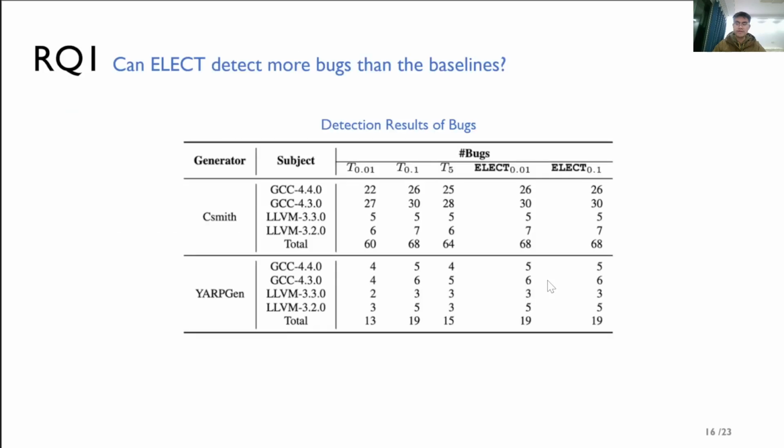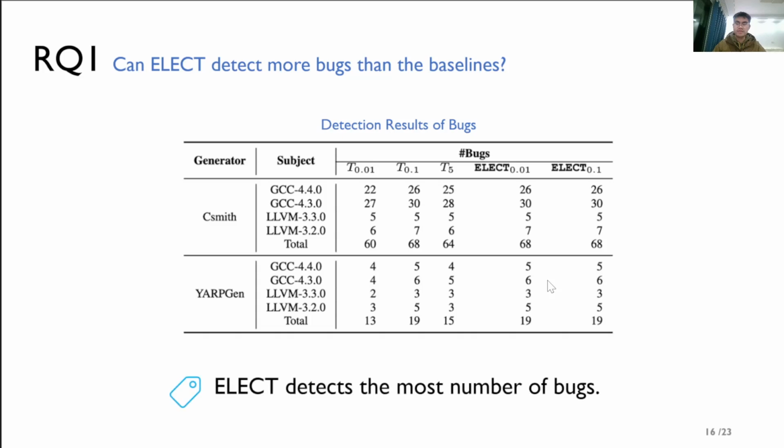As for question 1, this is the detection result of bugs. For example, for the CSmith result, the number in the T5 column and GCC 4.4.0 row is 25. It means T5 found 25 bugs in GCC 4.4.0 during the 20 hours testing period by using test programs generated by CSmith. ELECT detects the most bugs.